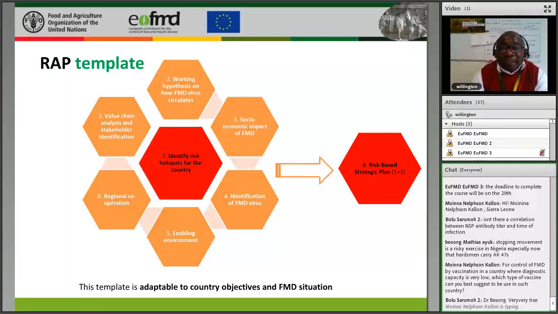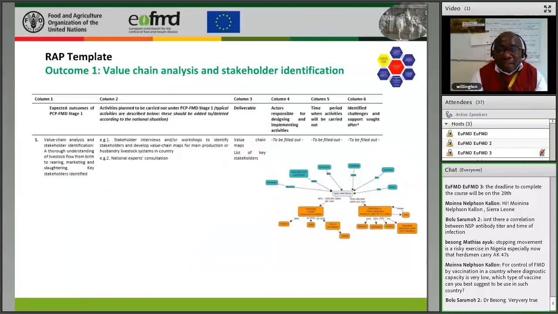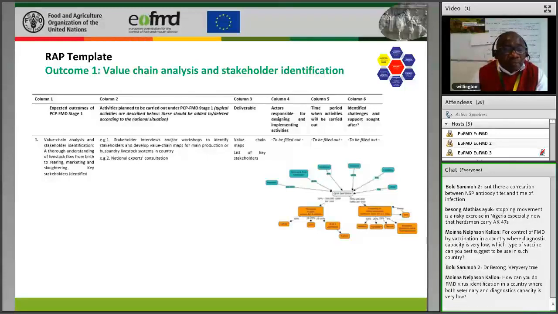And of course, the eighth aspect of the risk assessment plan is the development of a risk-based strategic plan. This risk-based strategic plan is the last aspect of a risk assessment plan. And of course, you should know that this risk assessment plan is adaptable to all countries where FMD is found. So I go step by step just to explain to you.